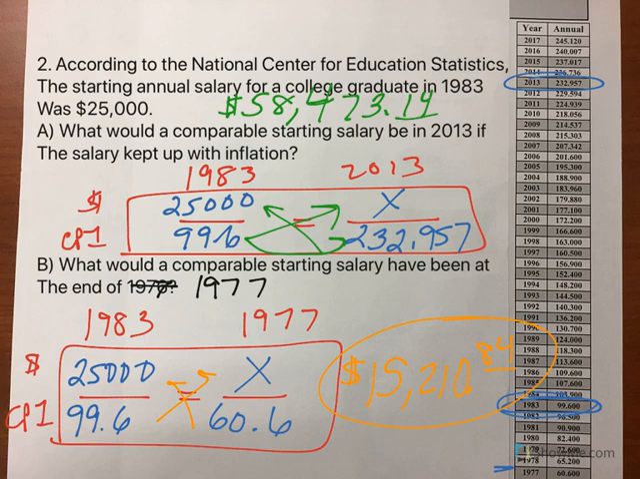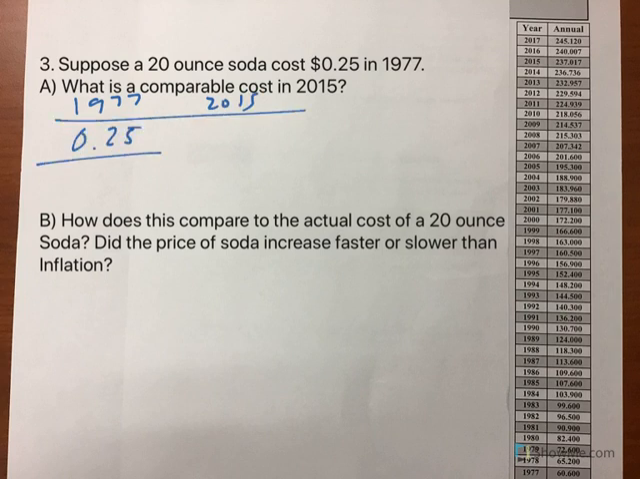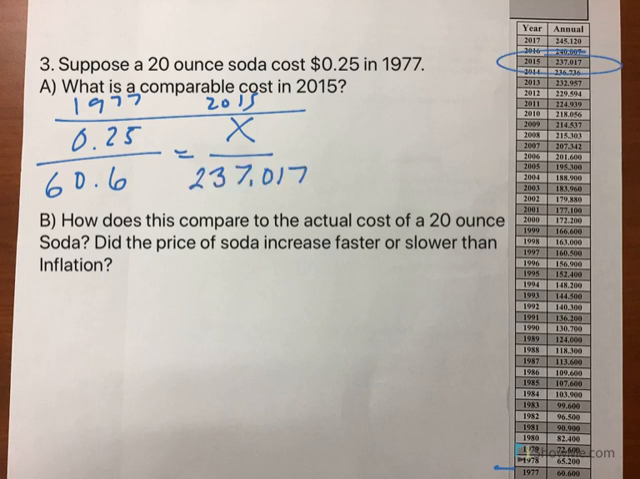All right, so let's look at the next problem. Suppose a 20-ounce soda cost 25 cents in 1977. What does that cost in 2015? Okay, well, we've got 1977, 2015. So 1977, the cost was 25 cents. CPI, again, is way at the bottom, 60.6. 2015, we're trying to find that, but the CPI is 237.017. I cross multiply, and a 20-ounce soda in 2015 should cost 98 cents.